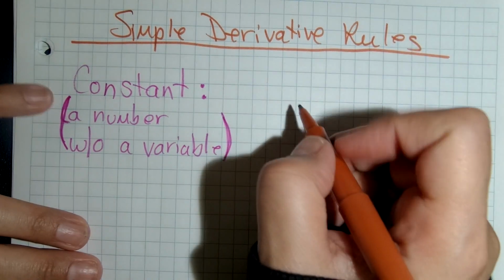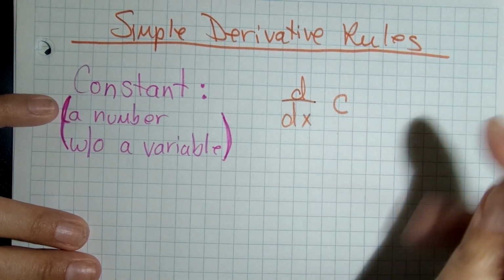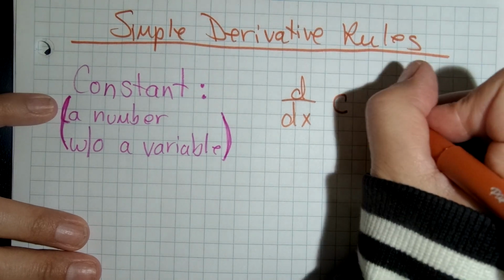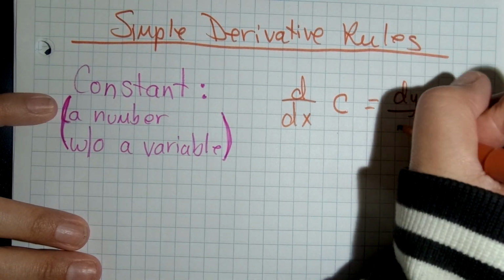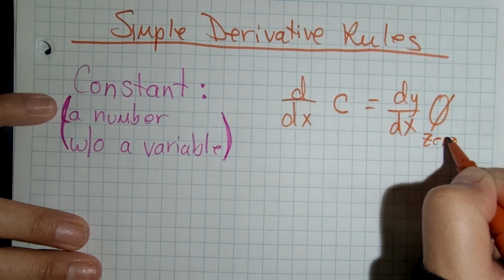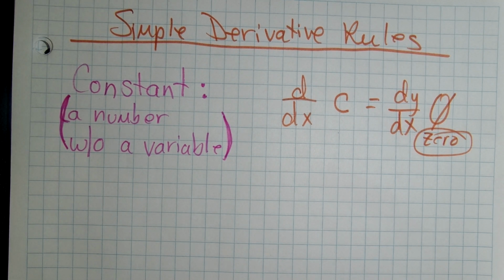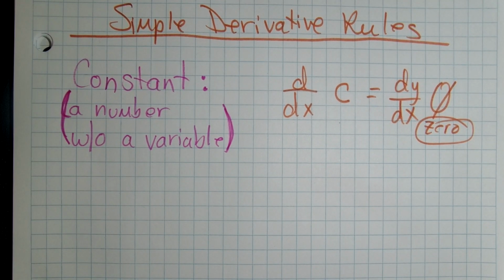The constant rule says that if I have d by dx of some constant, c is the constant, the derivative is 0. So if I have 6, 7, 12, that long number on the back of the paper, that is a constant because it doesn't have a variable, which means that when you take the derivative, it's 0.